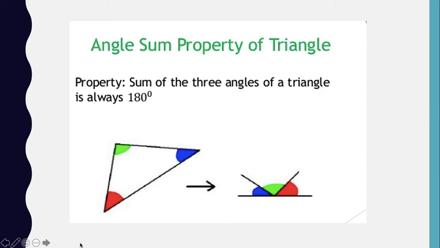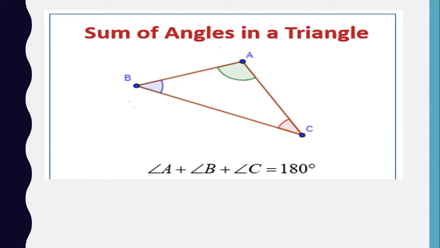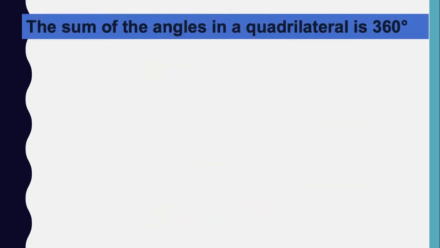Now students, the next one: the sum of the angles in a triangle is 180 degrees. Angle A plus angle B plus angle C is 180 degrees. Okay, the three angles together. So the sum of the angles is always 180 degrees.